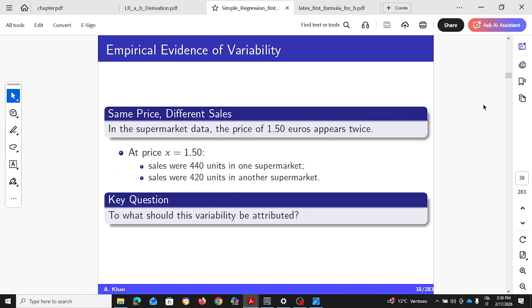Okay, so this means there is some variability, because two supermarkets in different provinces have the same price, but the number of items sold are different. This means there is something else to the model. So to what can we now attribute this variability, this difference between the two supermarkets, even though they have the same fixed price?